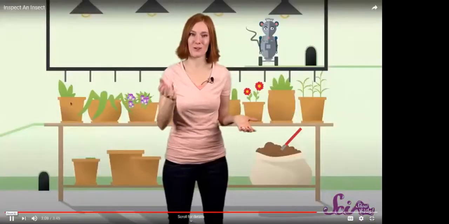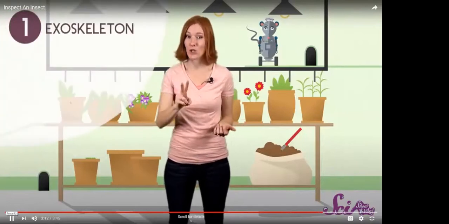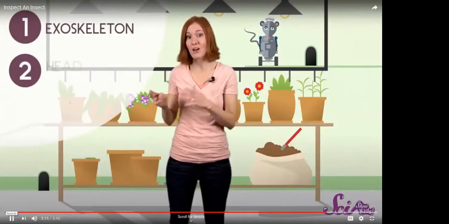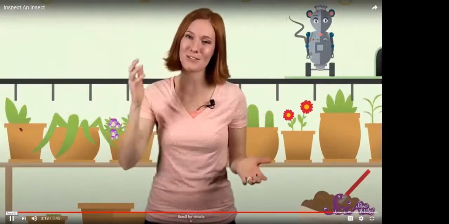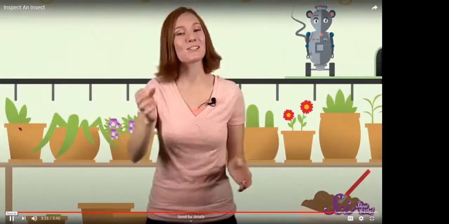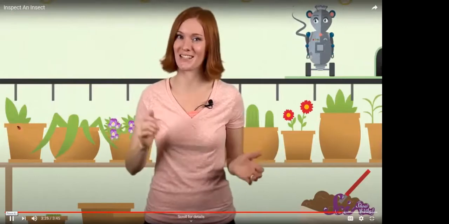So now you know the 3 easy steps for spotting an insect. 1, it has an exoskeleton. 2, its body is divided into a head, thorax, and abdomen. And 3, it has 6 legs. So the next time you see a fly or a bee or an ant, stop and take a closer look and see if you can find what makes an insect an insect.